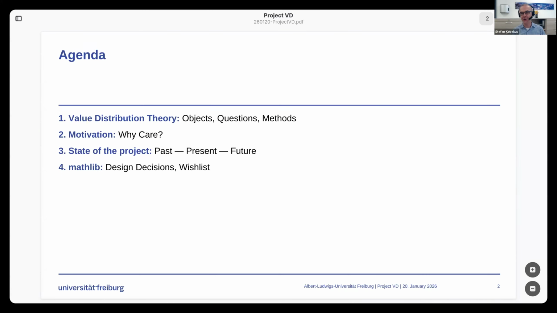What I will talk about is value distribution theory. What are even the objects that we are discussing? Maybe why is this mathematically interesting and why would anybody try to formalize it? Explain where the project has gone so far, and then mention one design decision and come out with a long and complicated wish list for MathLab.